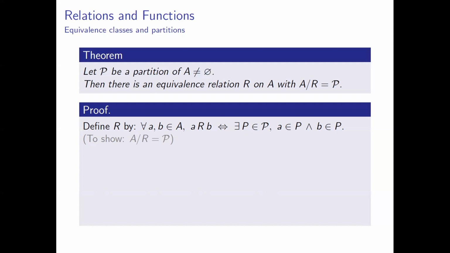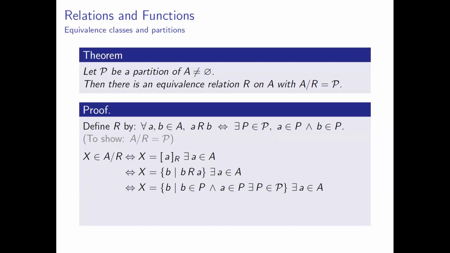This proves that R is an equivalence relation on A. We now show that A modulo R is equal to the partition P. A subset X of A is an element of A modulo R if and only if X is equal to the equivalence class of some element a in A. Equivalently, X is equal to the set of all objects b such that b is related to a for some element a of A. By the definition of the relation R, this is equivalent to X equal to the set of all objects b such that b and a are contained in some subset P in the partition for some element a in A.